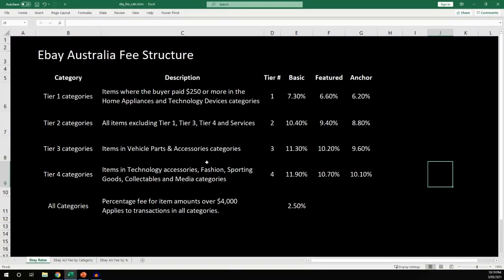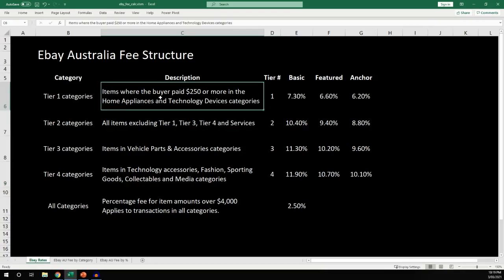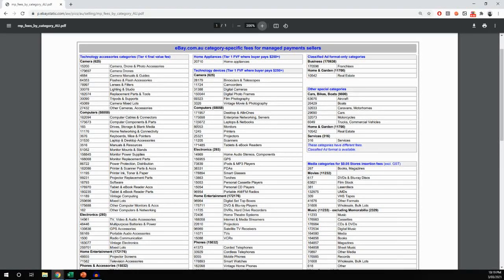Now, this is what I was talking about, something that would help you when you're calculating those fees. Breaking down the eBay Australia fee structure, you can see there's quite a few tiers. There are tier 1 categories, where if it's in a certain category and it's over a certain amount, then you have certain fees, and it also depends on the store package that you have. So there are so many different rates that can apply to calculate the eBay fee. On top of that, if you go over 4,000, the fee gets capped and then applied at 2.5%.